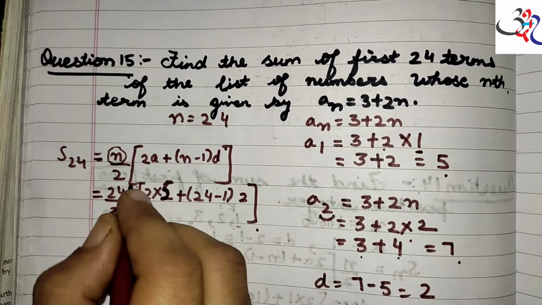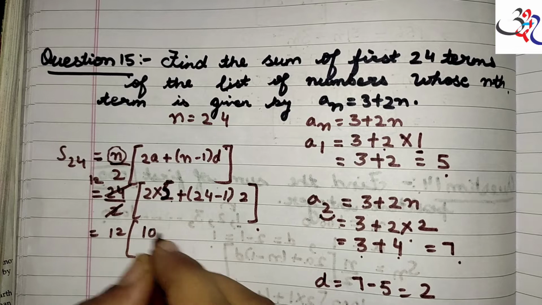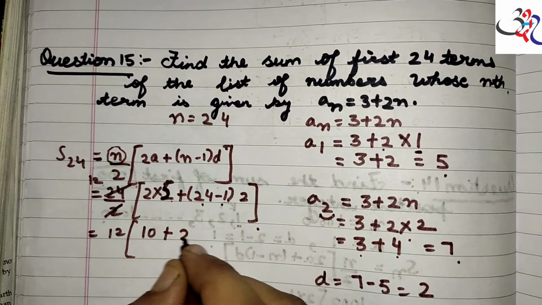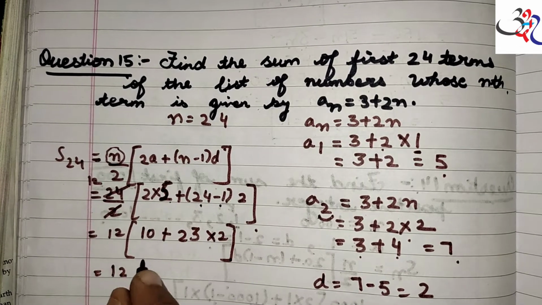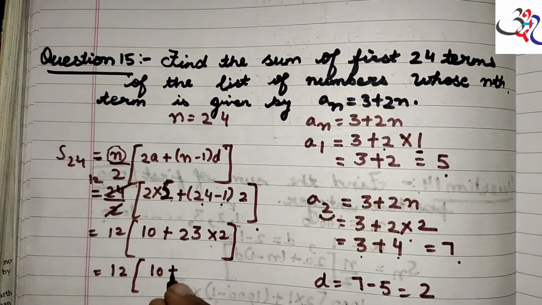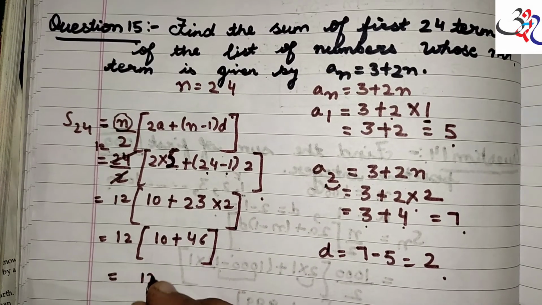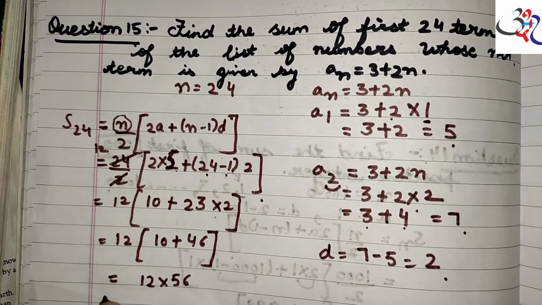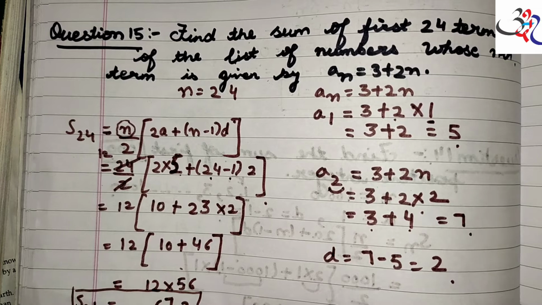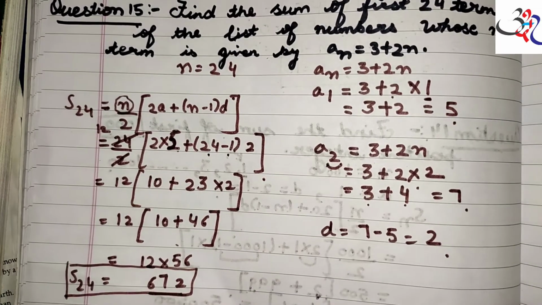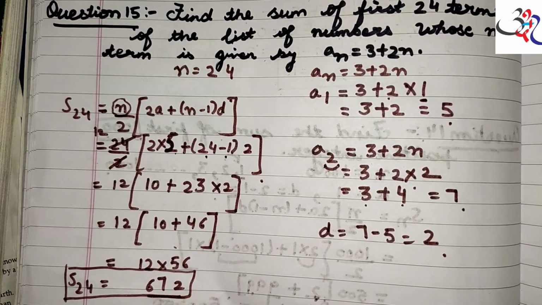What I will get? This will get cancelled out. It will become 12 into 2 into 5, which is 10, plus 24 minus 1, which is 23 into 2. So I will get 12 into 10 plus 46. So my answer will be equal to 12 into 56. So the sum of the very first 24 terms is given by 672, whose nth term is an = 3 + 2n.